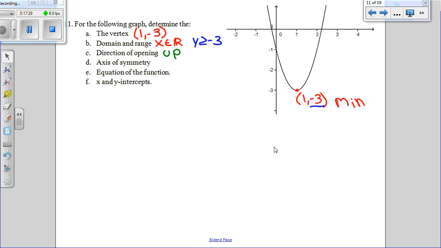Axis of symmetry. The axis of symmetry is a vertical line that cuts a graph perfectly in half. In this case, that line would be right here. That green dotted line cuts this graph perfectly in half, so if I folded it over, it would go right on top of itself. The axis of symmetry is always going to be x equals something. That something is always the x value of your vertex. So in this case, it's x equals 1.